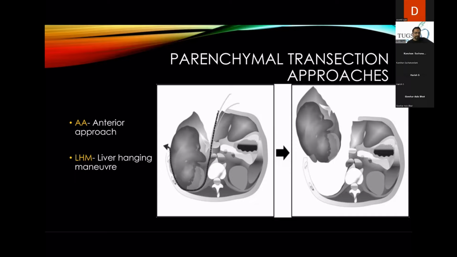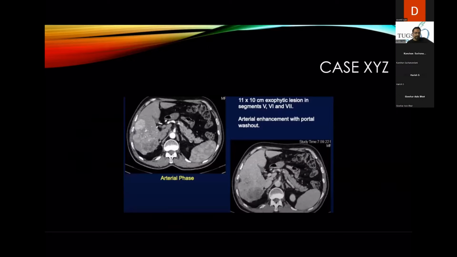And therein you create, because there is a loose areolar tissue between the IVC and the liver surface, you can easily create a tunnel, and you can put in an umbilical tape wherein the liver can be hanged just above the vena cava.